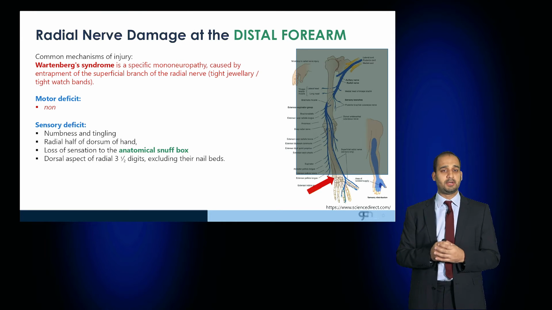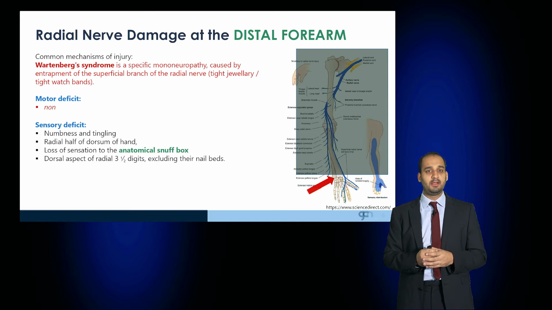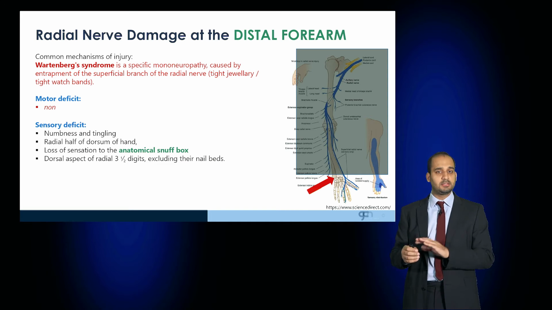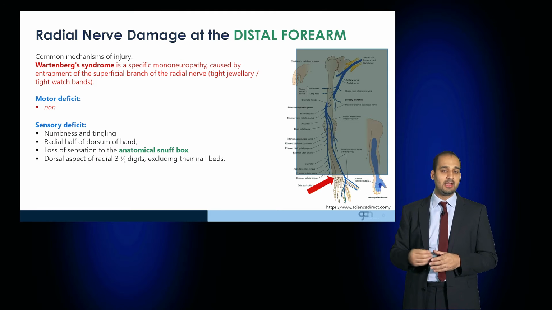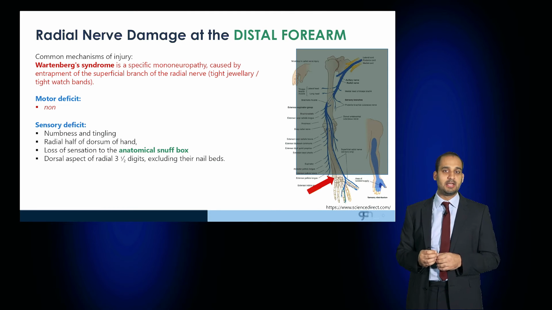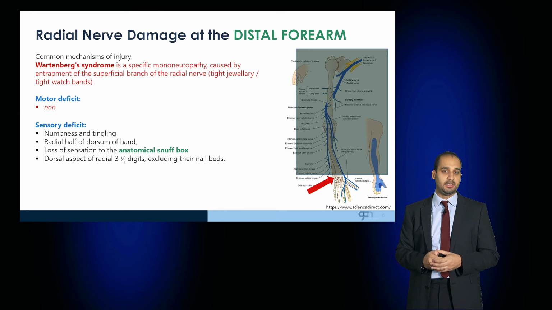if the radial nerve is compressed, patients may experience numbness and tingling in the radial half of the dorsum of the hand, loss of sensation to the anatomical snuff box, as well as the dorsal aspect of the radial three and a half digits, excluding their nail beds, which are innervated by the median nerve. And this is known as Wartenberg syndrome.